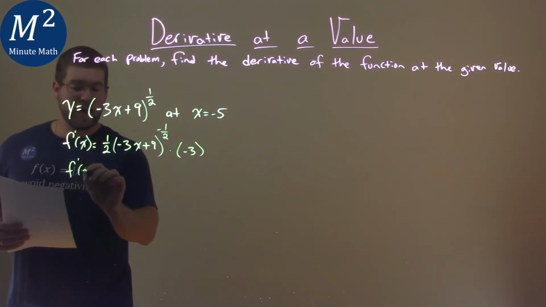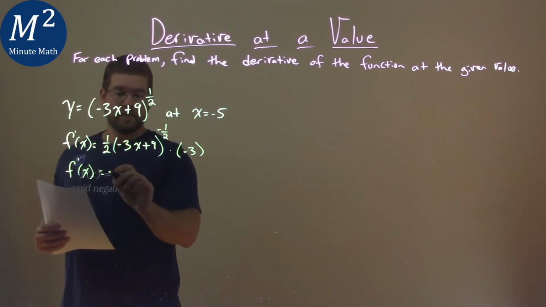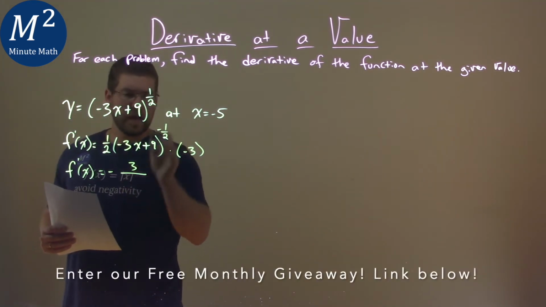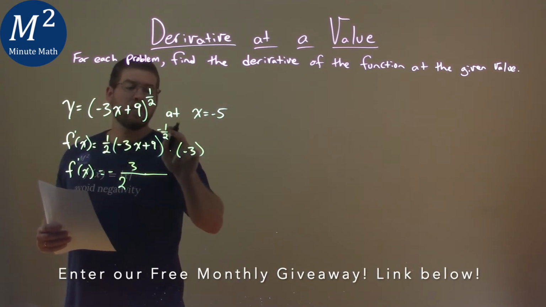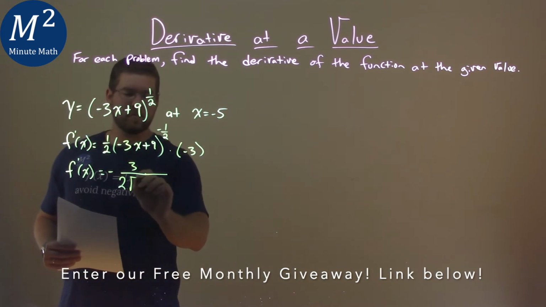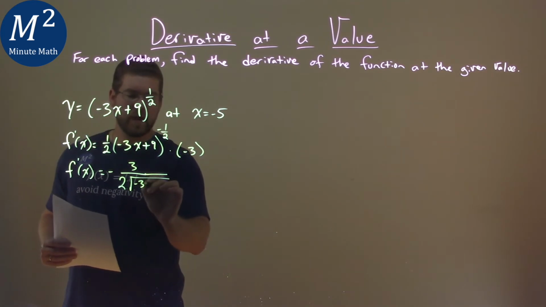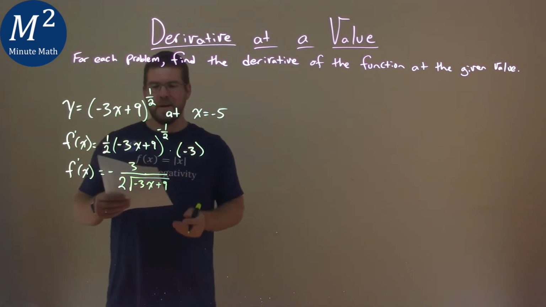F prime of x is equal to, across the numerator we have just a negative up front and then 3 up top. Denominator has this 2 right here, and the negative 1/2 power brings it to the denominator as a positive 1/2 power, which is the same as the square root. Square root of negative 3x plus 9. Making sure I have it good, and we're good.